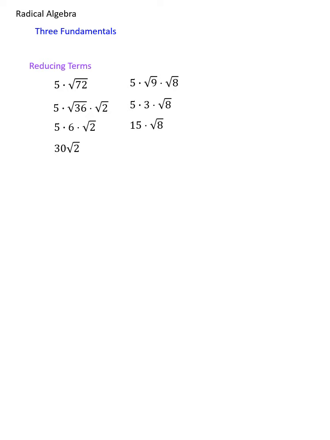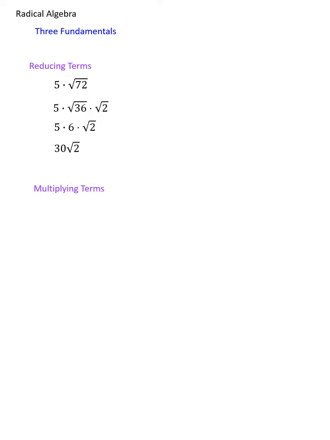Now, 15 radical 8, it turns out, can be simplified further, because after all, I can express radical 8 as radical 4 times radical 2, but radical 4 is 2, and now I can multiply the whole numbers. 15 times 2 is 30, and thus showing that even if I had chosen a different factorization in the beginning, I would have got the same result in my final reduced form of this term. So that's fundamental principle number 1, reducing terms.